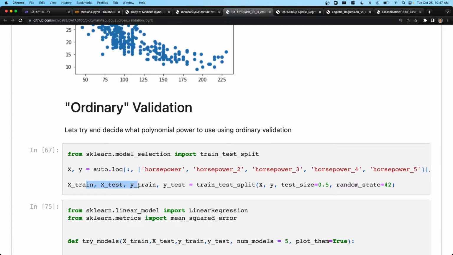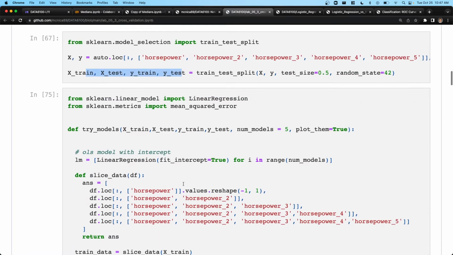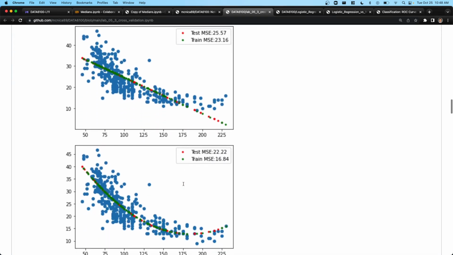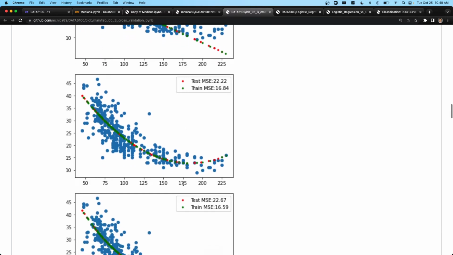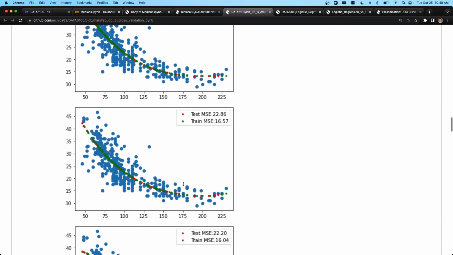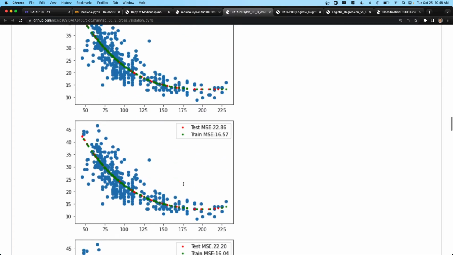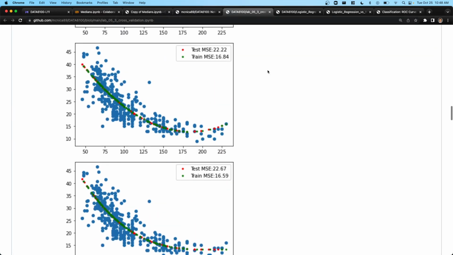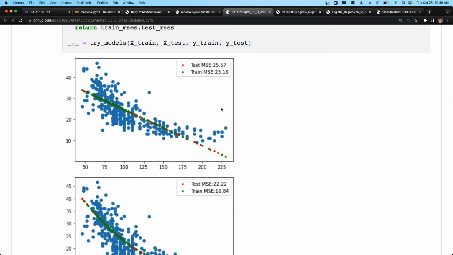So you have x train, x test, y train, y test, and you just get the models. So here's linear, here's quadratic, here is cubic, and here is degree 4 and degree 5. So lots of different ways you can fit it, and you can see it gets more fancy, right? For degree 4 and degree 5, you have this funny little uptick at the end that is starting to be there. And I've computed their train and test error.